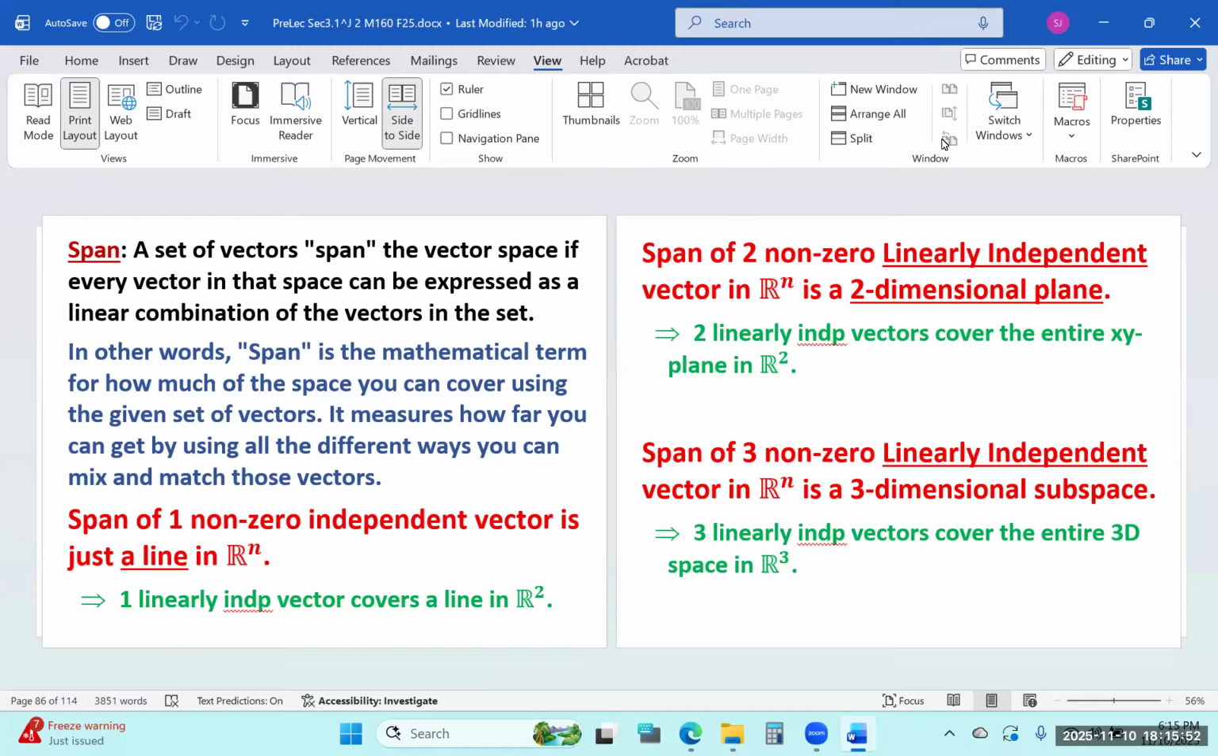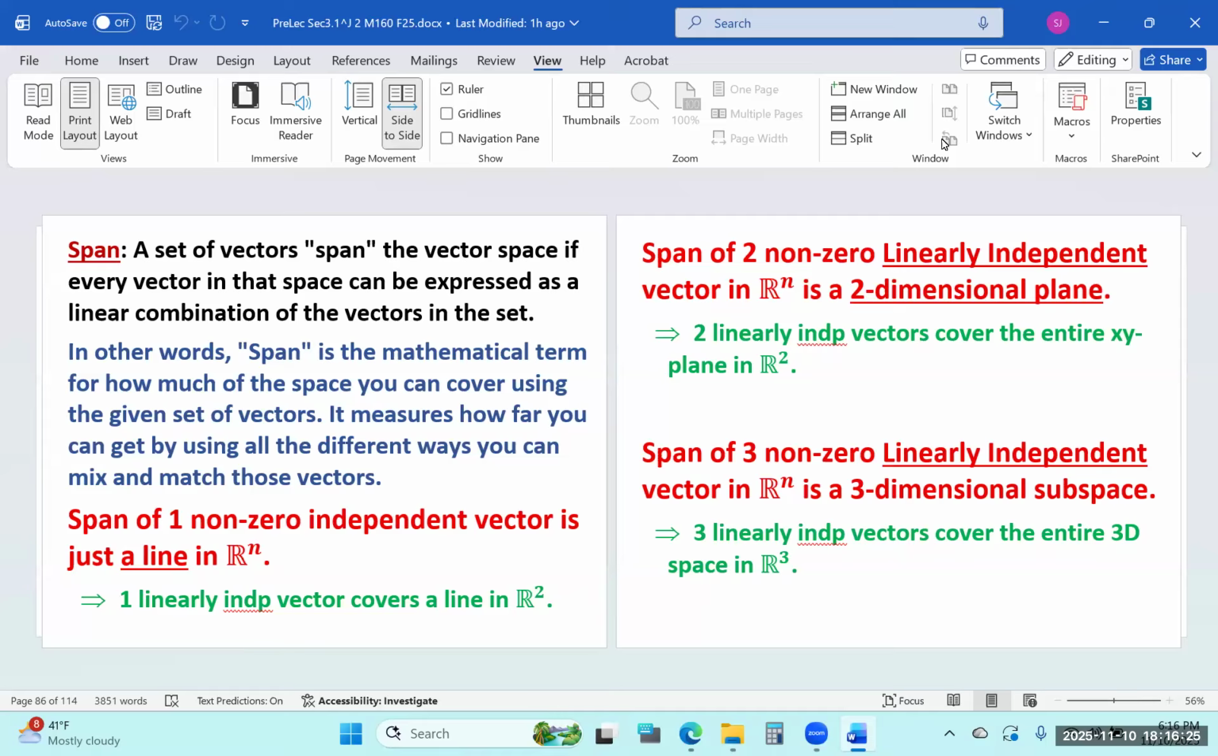Rn can have only n maximum linearly independent vectors. So R2 can have two maximum independent vectors. R3 can have maximum three independent vectors. R4 can have maximum four independent vectors. If you have more vectors than the dimension of your space, one of them definitely has to be dependent on the other three.